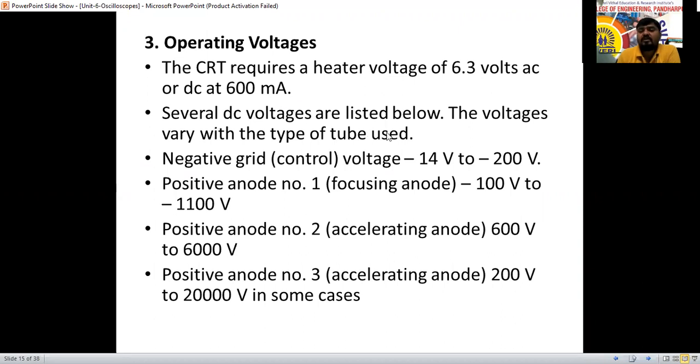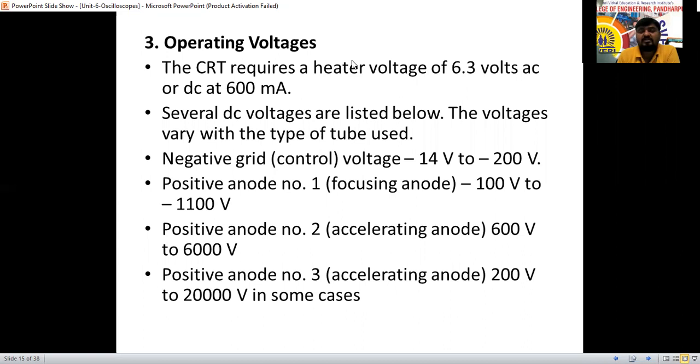So several DC voltages are listed below. The voltages vary with the type of tube we are going to use. For the negative grid control purpose, -14 to -200 volts. Positive anode for the focusing anode, -100 to -1100. For accelerating anode, 600 to 6000 or 200 to 20,000 volts in some cases. Commonly we use 600 to 6000 volts. For some cases 200 to 20,000 volts. These are the operating voltages.